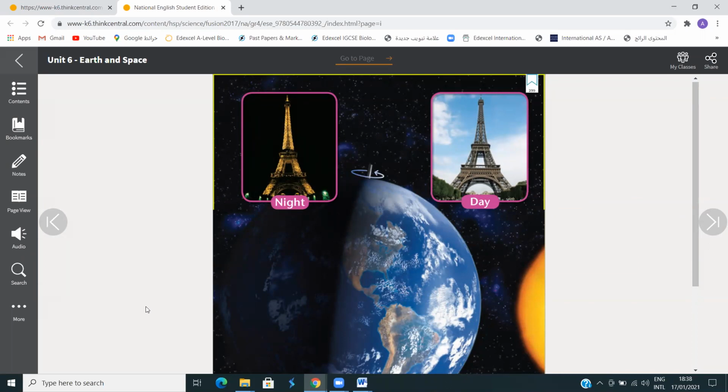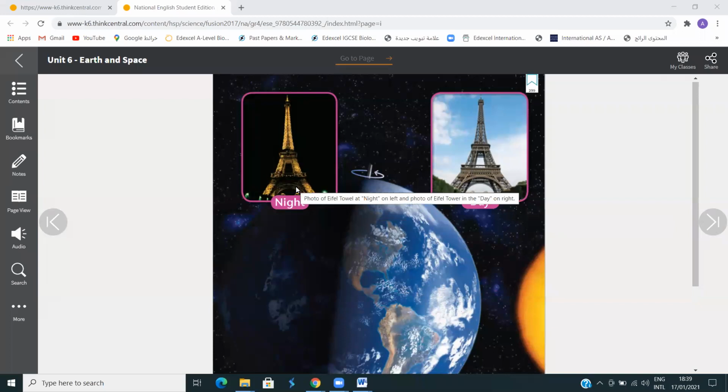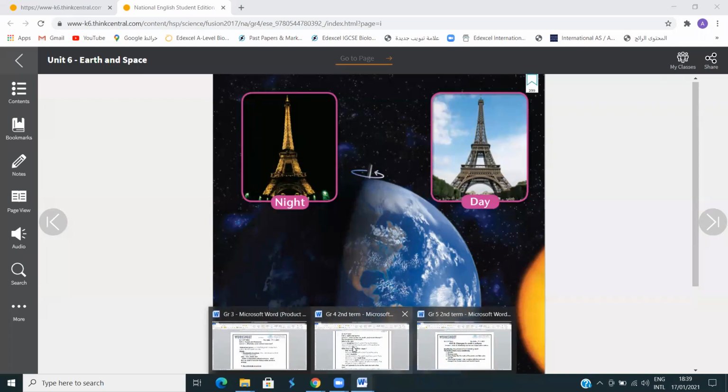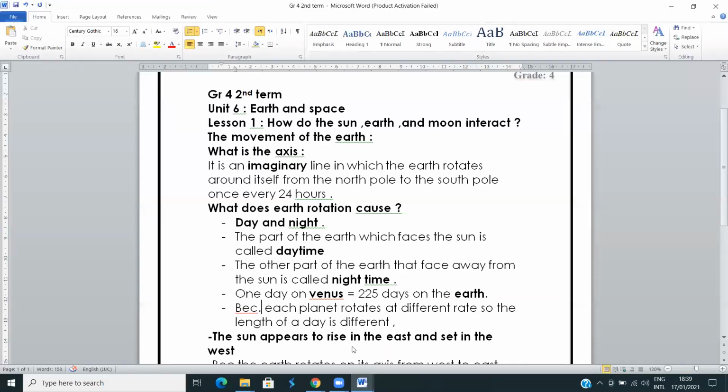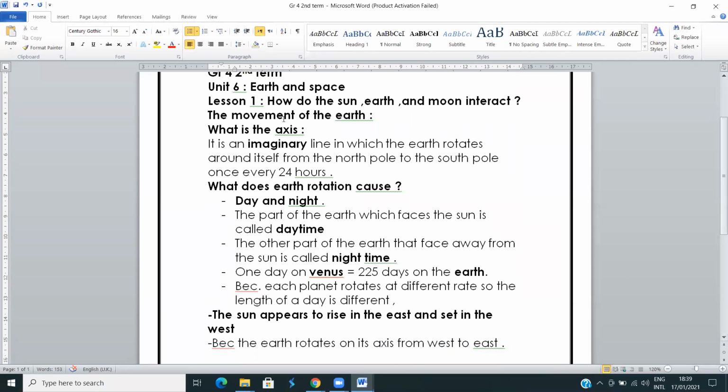Asr Tariq, what's your question? My question is about the sheet. What is the sheet? The sheet is about the lesson. You write it in the notebook now. Do you see this one? You write it now, and I will give you time to write this sheet in your notebook. Just write in your book.